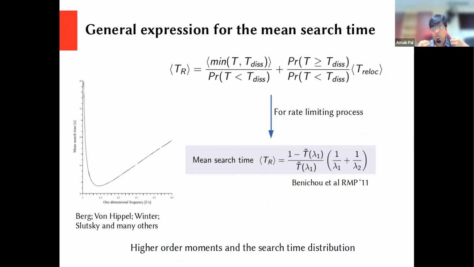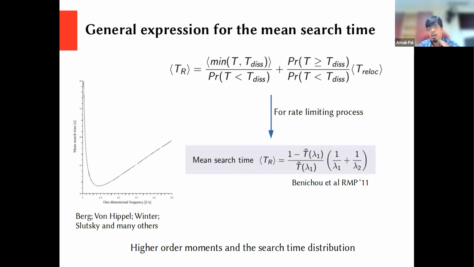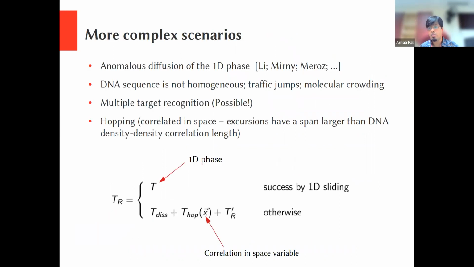So I just wanted to emphasize this particular point: the concept of resetting. If you can identify the exact resetting events in many different stochastic processes, there is this beautiful renewal framework which you can use, and it allows us to get not only the mean but also higher moments and even the distribution, which is usually very difficult to do with other typical approaches.